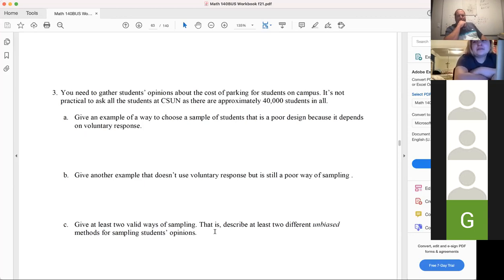Now we're only looking at people who drive to campus. What about people who commute? They might have different opinions about the cost of parking on campus if they don't actually park there, right? So what you can do is go to the library and ask every 10th person who comes in, because people who go to the library are just as likely to be driving as not driving. There shouldn't be any bias in that direction. And it's systematic in the sense that you're not asking who you want, but every 10th person you ask.